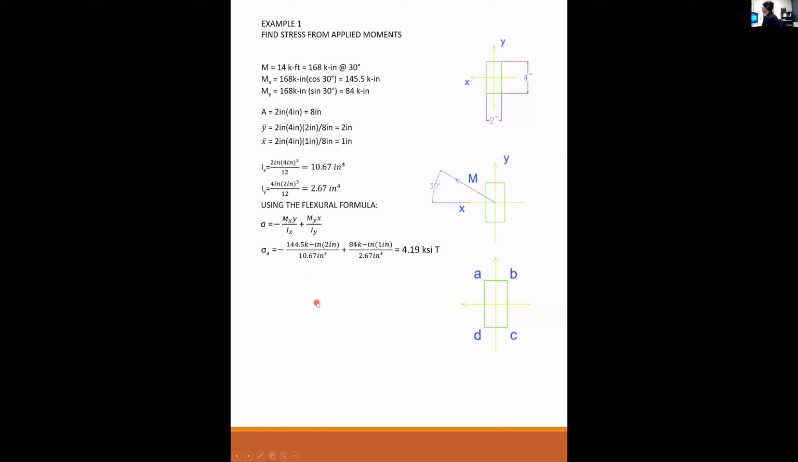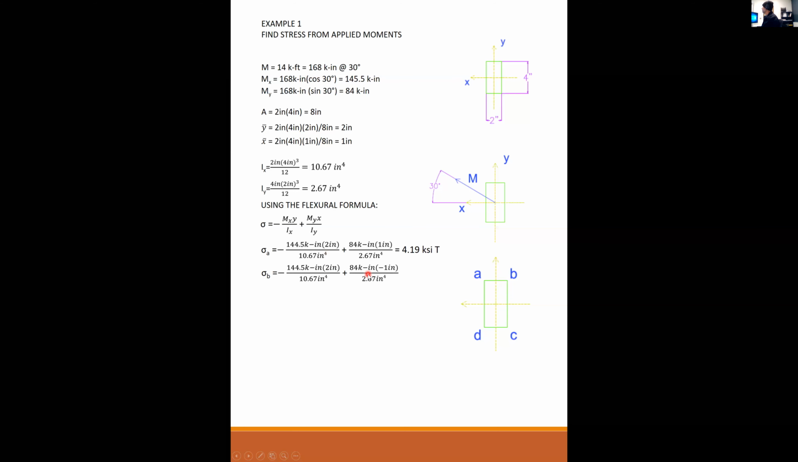Let's move on to point B. From here out, the moment term and the moment of inertia term are not going to change. Those are constant for this section. The only thing that changes as we go from point to point is y. So for point B, y is still 2 inches, up in the same direction as the positive y. So this is still +2.